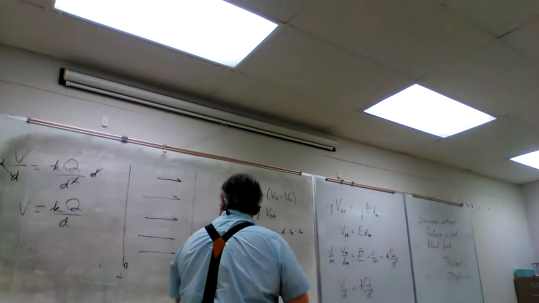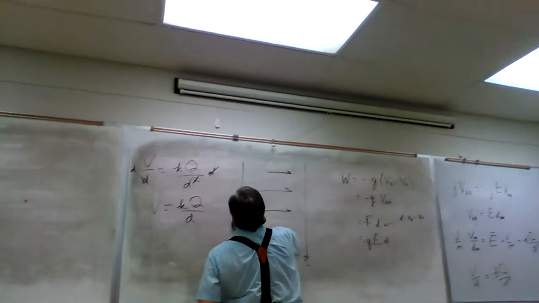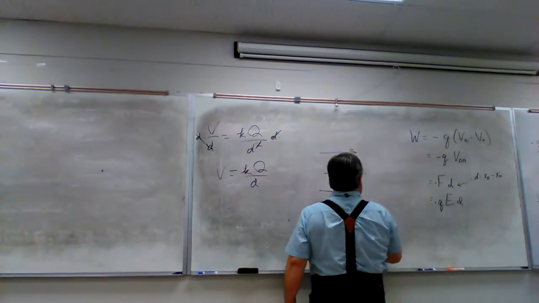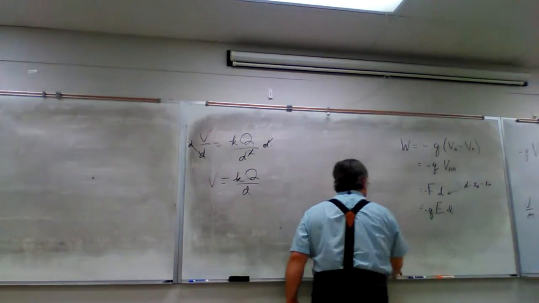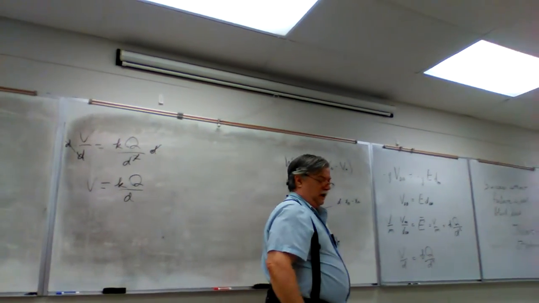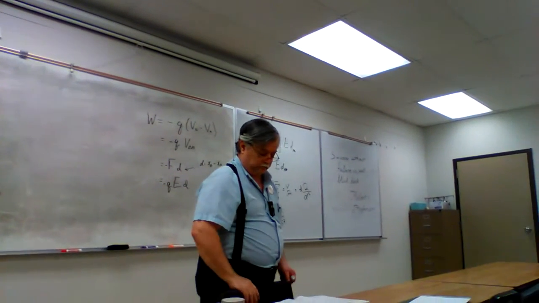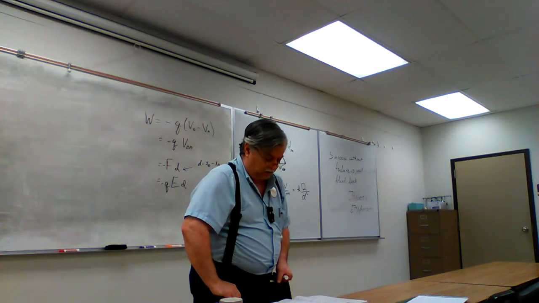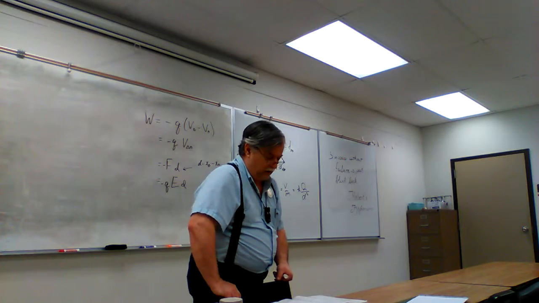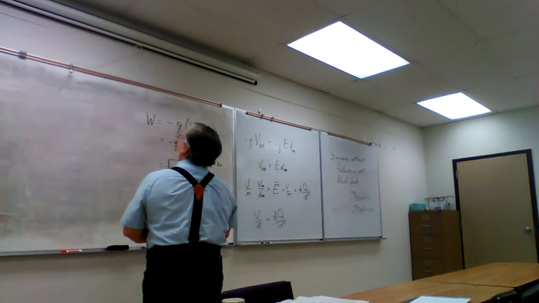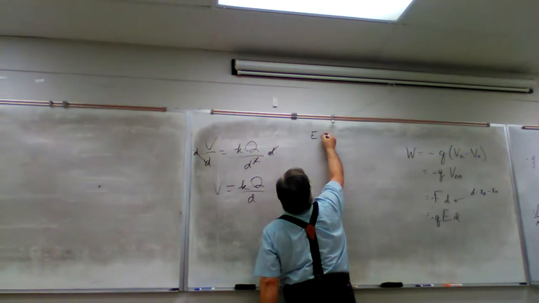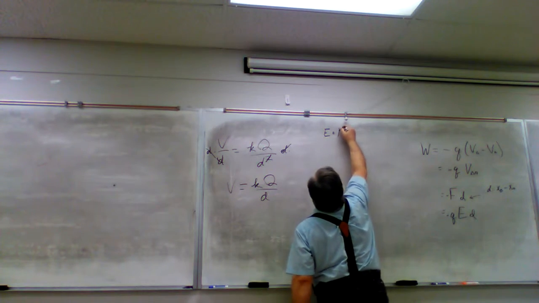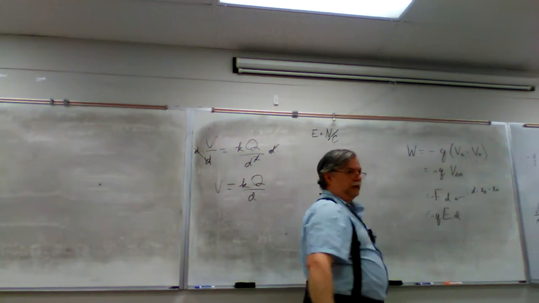Now, we got all kinds of units here, so let's look at these. What did we start off with as our units of our E field? Newtons per Coulomb, right?